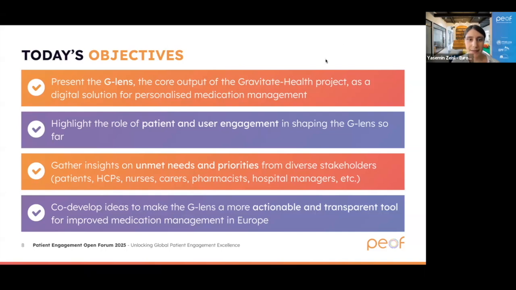So the first question is, have you heard about the Gravitate Health Project and the G-Lens before? So basically to know if this is the first time you hear about it or if you know it very well. And then please don't forget to scroll down to let us know which stakeholder group you belong to. Pick the one, if there's more than one that applies, pick the one that applies the most. And let's wait a minute or so until answers are coming in.